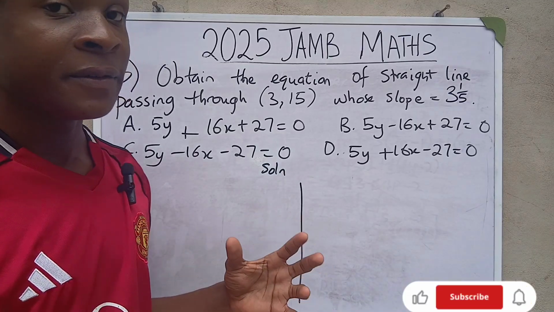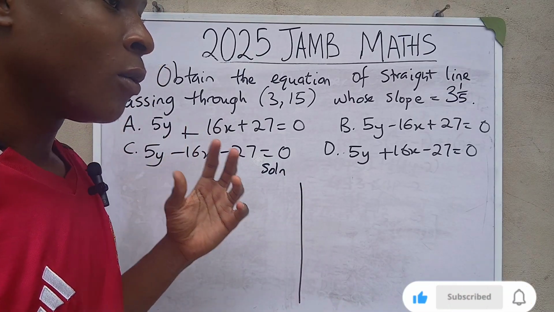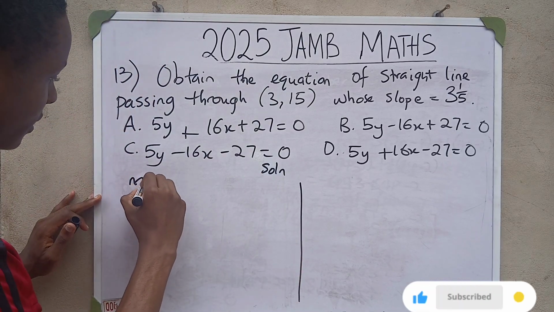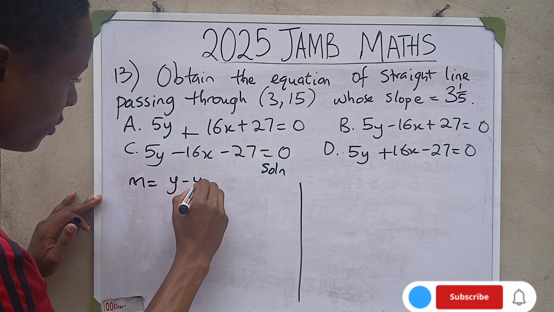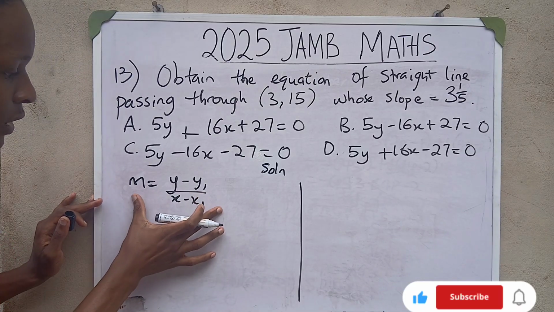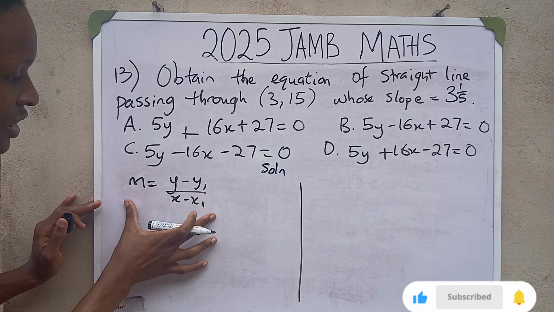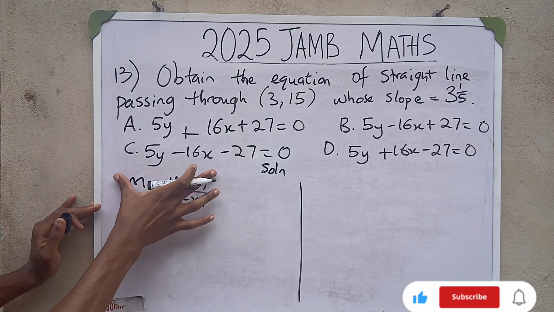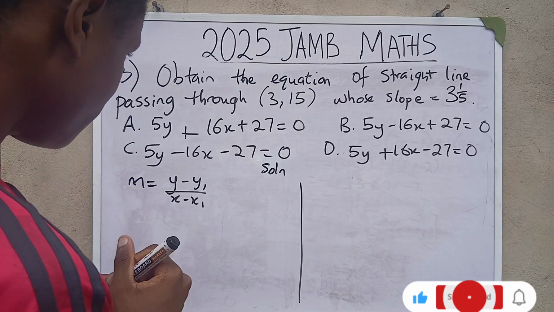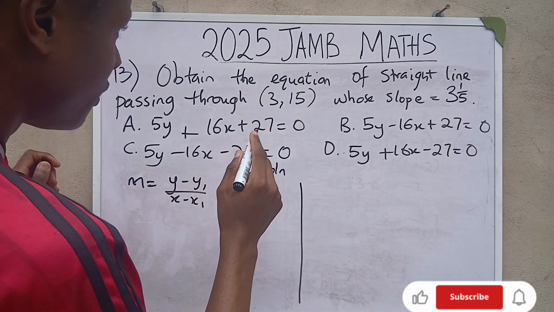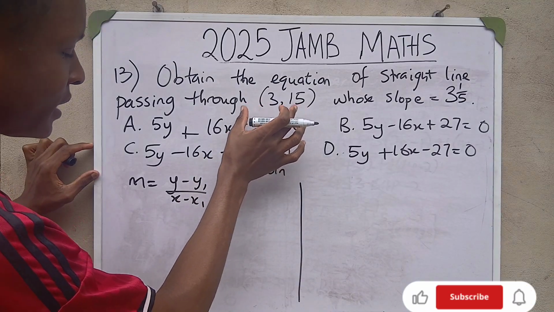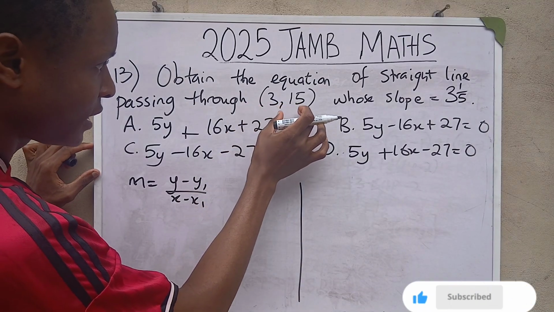Now we have different formulas for the equation of a straight line. We have y is equal to mx plus c. We also have m is equal to y minus y1 all over x minus x1. So this is the equation that we are going to be using. This is the equation for slope, which can be used to derive the equation for a straight line. Now we have been given these values 3 and 15. So these values represent our x1 and y1.